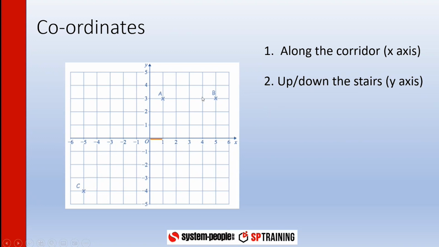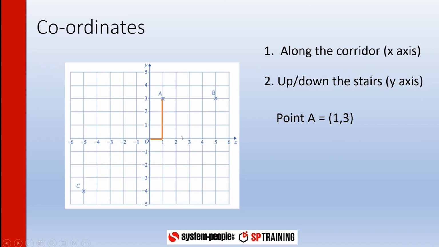So in this case, when we're looking at point A, we read along here on the x-axis, it's 1, and we go up to the y, which is 3. So our coordinate for point A is (1, 3). Notice it's in brackets with a comma between the two.